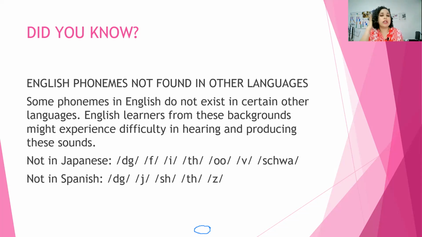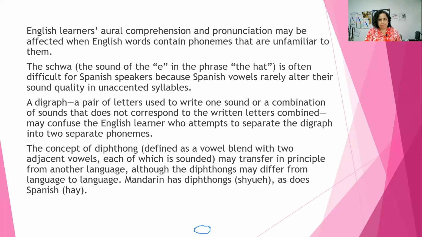And you need to pay attention to your hearing abilities. You need to connect your hearing abilities to what you learn on the phonemes, and listen to them, catch them, and practice. But this takes time and practice, and it takes your conscience to do it. Why do you need to start doing it? Your decision. It's just about that. You need to decide to start immersing yourself in the language. English learners' oral comprehension and pronunciation may be affected with English words that contain phonemes that are unfamiliar to them. The schwa is the sound of the E in the phrase the hut.